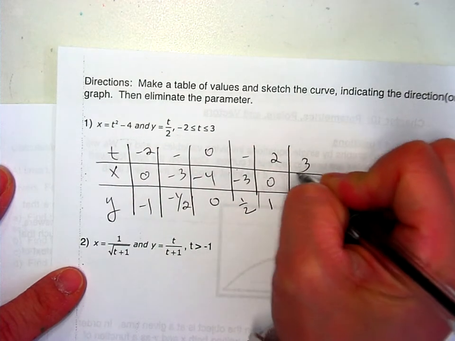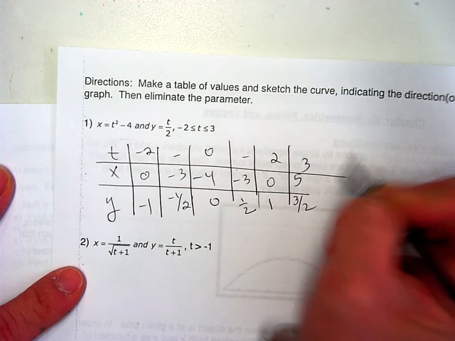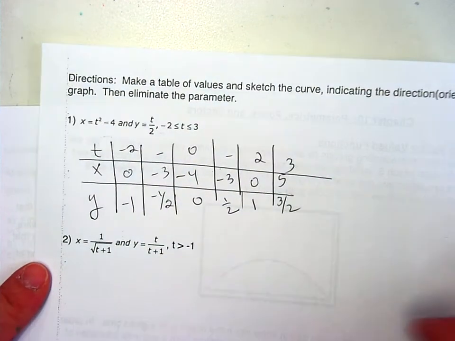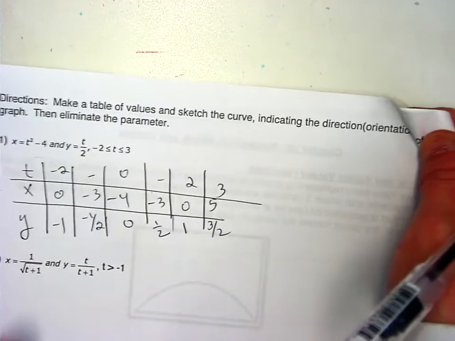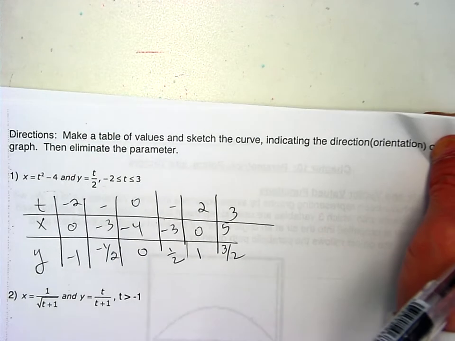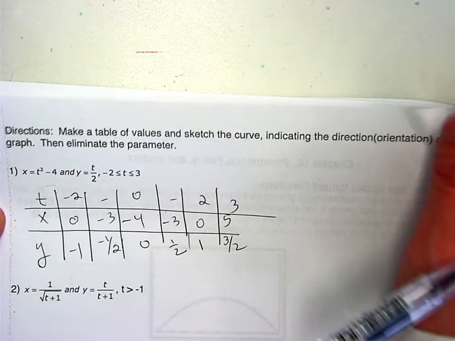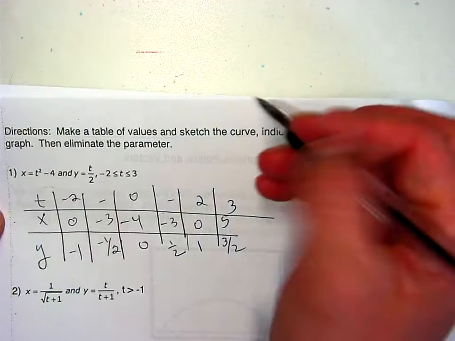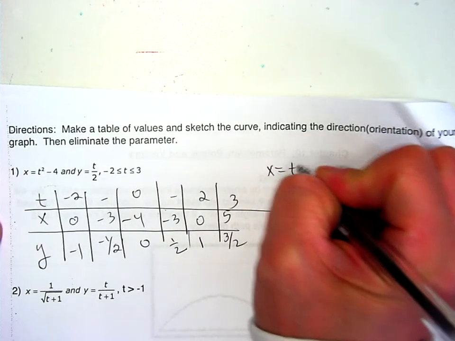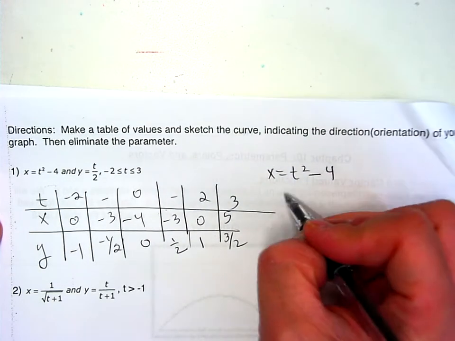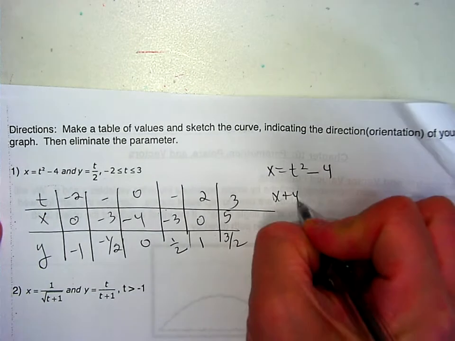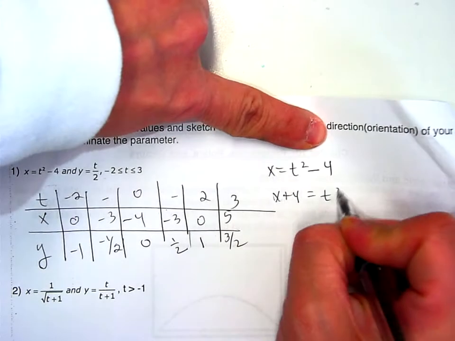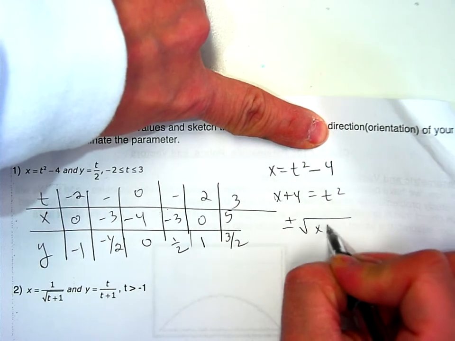So for any value of t, you can find the corresponding x and the y. Okay, now let's say I want you to come up with the rectangular equation. So what that means is you want an equation with just y's and x's. We're going to try to eliminate that third parameter, which is t. So I'm going to go ahead and solve this equation for t. So x plus 4 is really t squared. So plus or minus square root of x plus 4 is really t.